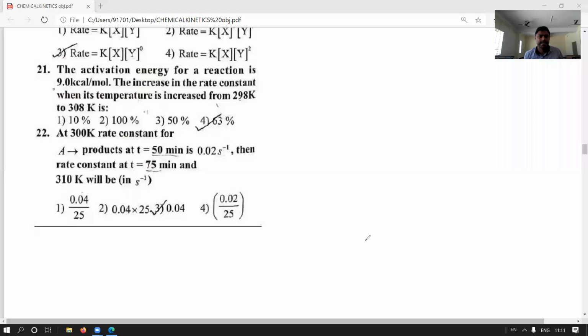This is question 22. At a temperature of 300 kelvins, the rate constant for a reaction is 0.02 second inverse, which means it is a first order reaction. Now at 310 kelvins, what is the K value? They are asking that.